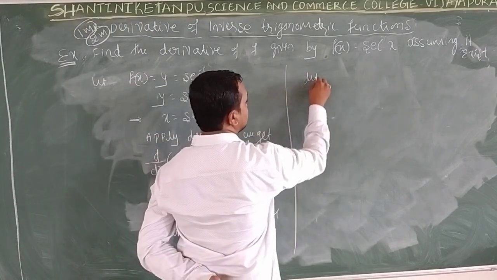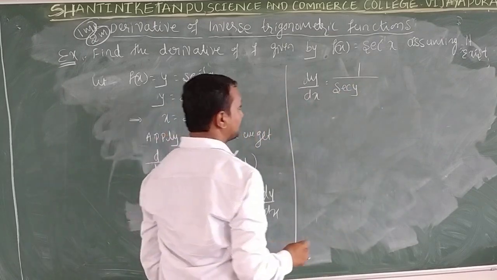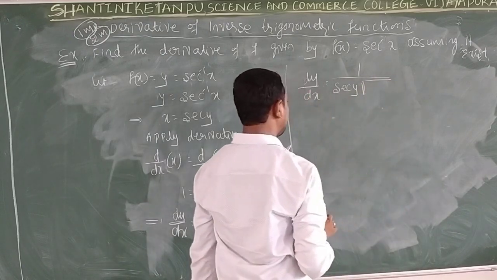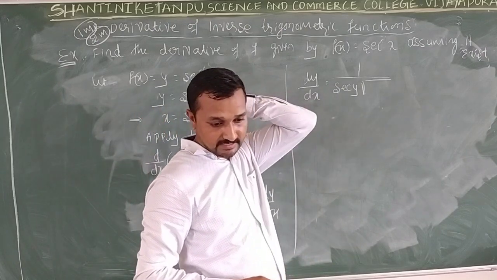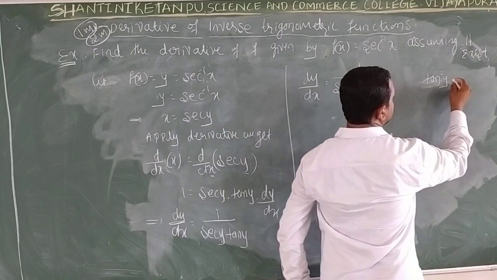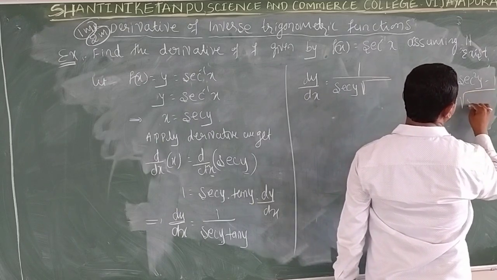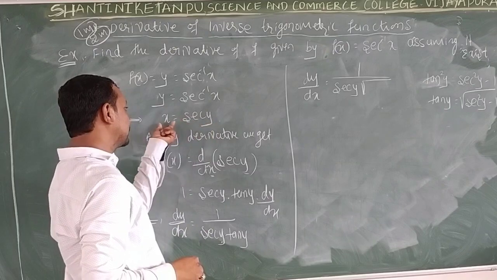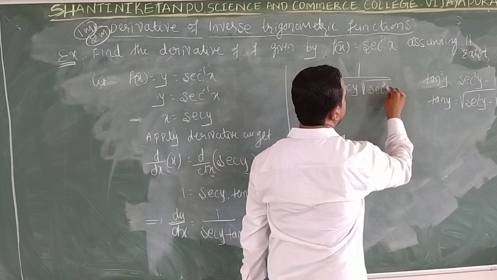Next, dy by dx equals 1 divided by sec y, keep as it is. Tan y can be written using the relation tan square y equal to sec square y minus 1. So tan y equals root of sec square y minus 1. Sec y we keep as it is, because the value of sec y is x.